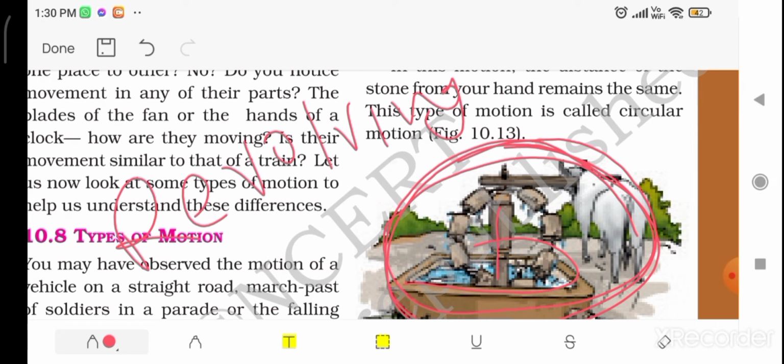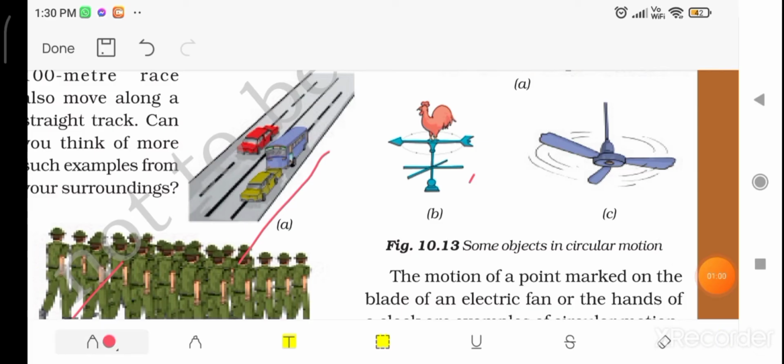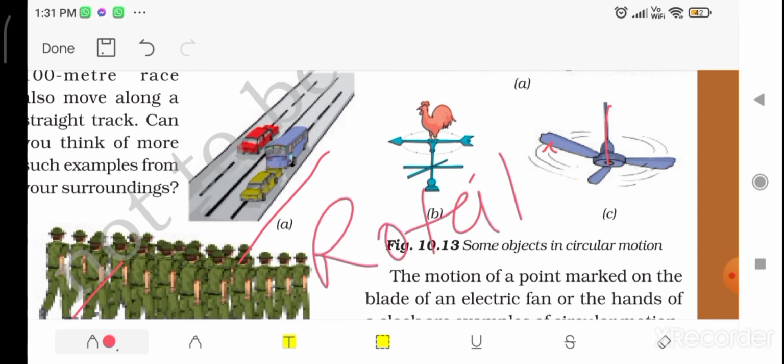Okay. Now you can see the fan. What is happening in the fan? If you mark some point on the blade of a fan, does its position change with respect to the axle or the rod? No, its position will not change. However much the fan rotates, the blade position with respect to the rod will not change. So this kind of motion, when the part of the object has a fixed position, is called rotatory motion. What do we call this kind of motion? Rotatory motion.